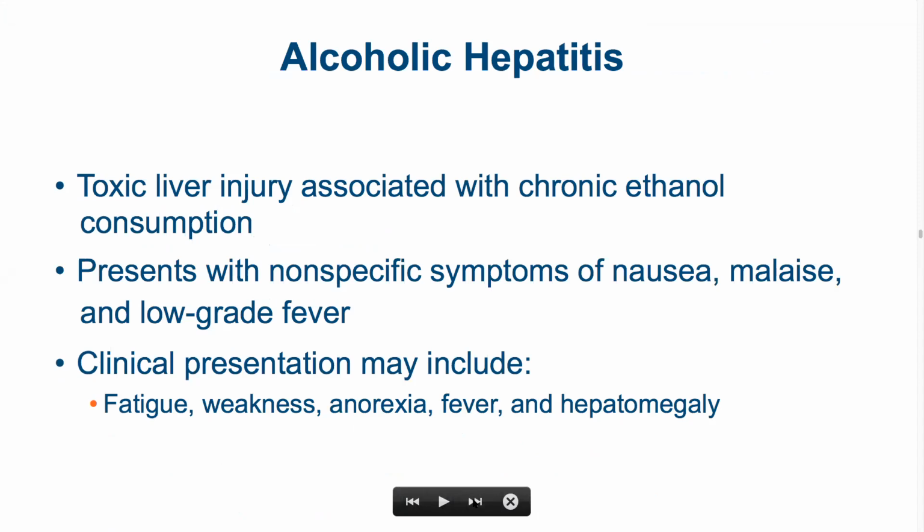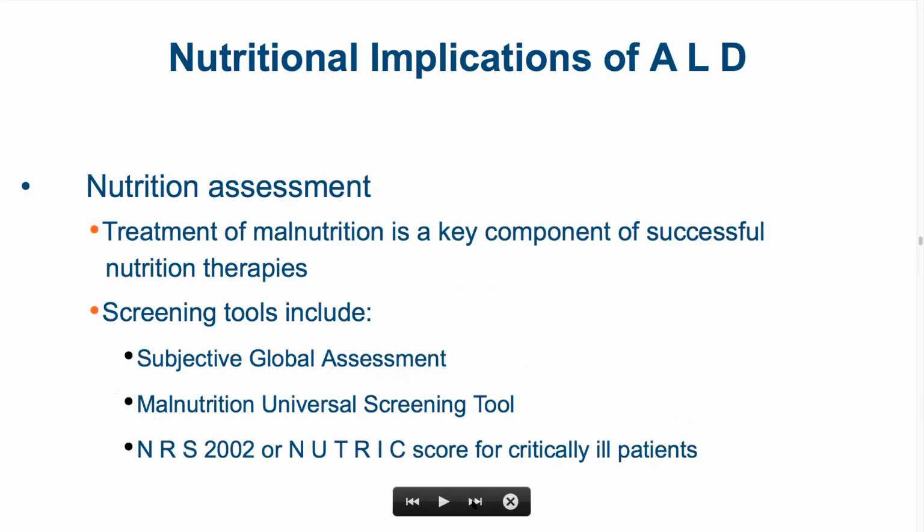Alcoholic hepatitis is a toxic liver injury associated with chronic ethanol consumption, presents with nonspecific symptoms of nausea and a low-grade fever. Clinical presentation may include fatigue, weakness, anorexia, and/or fever. Malnutrition is a significant risk for individuals with alcoholic liver disease. Recognition and expedient treatment of malnutrition is a key component of successful nutrition therapy.